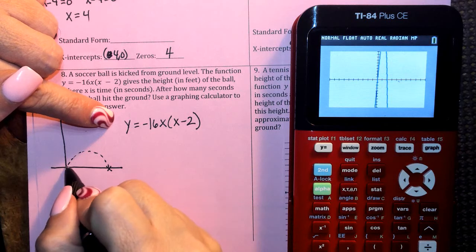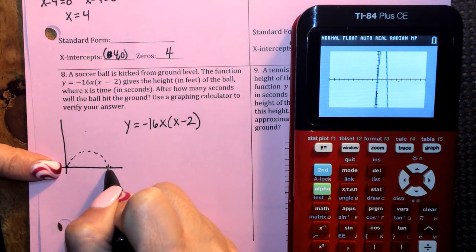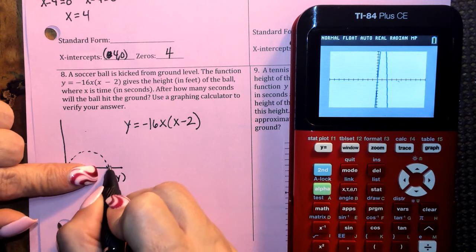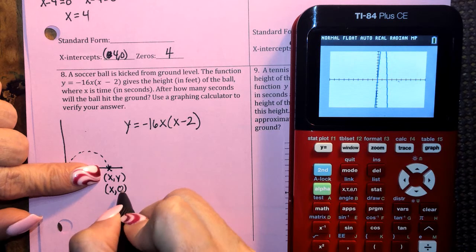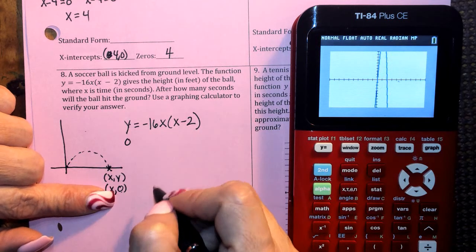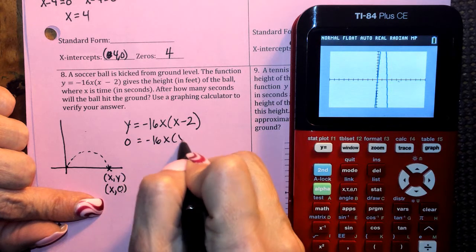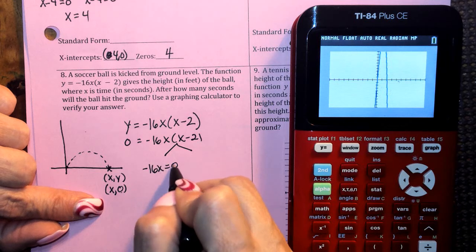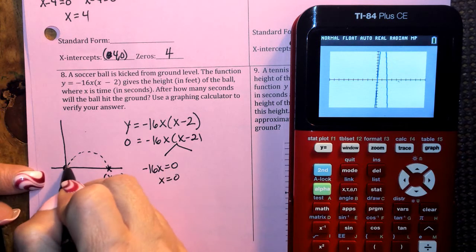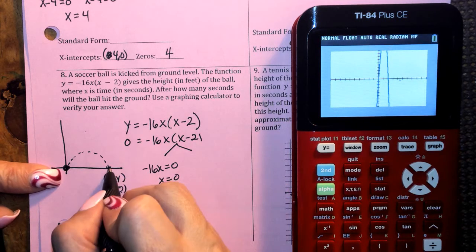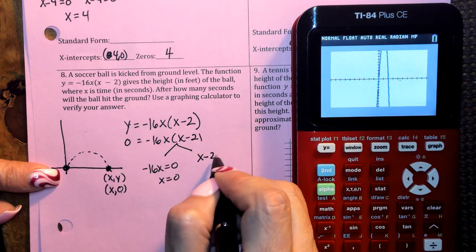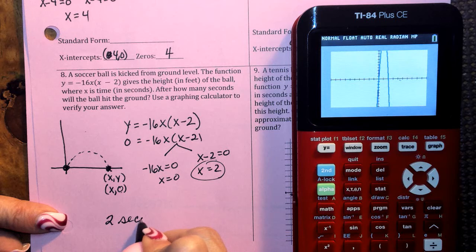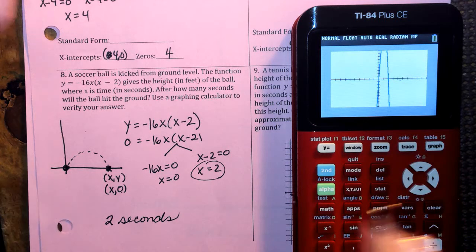Well, it's the same thing. What goes up has got to come down. I want to know, when does it equal 0? When does the y value, this ordered pair right there is (x, 0), equal 0? So -16x times (x minus 2), you set each one of these equal to 0. So -16x equals 0, that would give me x equals 0. That's this one right here, we already know that one. I want to know this one right here. So I would say x minus 2 equals 0, and I get x equals 2. So that means in 2 seconds. We verified it with our graphing calculator and we got it right.